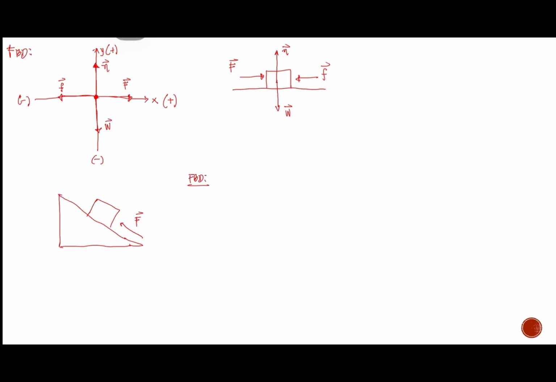So again, we will assume that our surface of contact is our x-axis. So we can also draw our Cartesian plane tilted along the incline. So this will be, for example, our x-axis, and then this will be our y-axis. Okay, so that it is much easier to sketch the forces that are acting on the object.